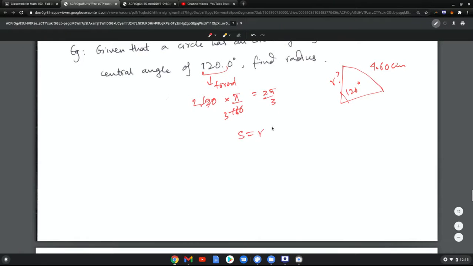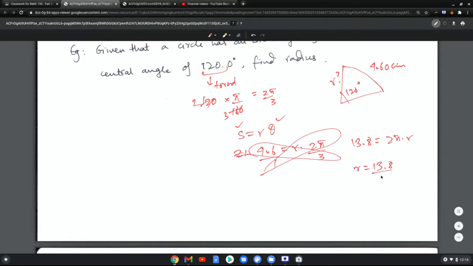Now you have, in this case, you know s and you know theta and you're finding r. So this is 4.6 equals r times 2 pi over 3. And again, we can use our old method of cross multiplication. This gives me 3 times 4.6, which is 13.8, equals 2 pi r. So r is 13.8 over 2 pi, which comes out to 21.68. What's the unit here? Centimeters. So that's the radius.